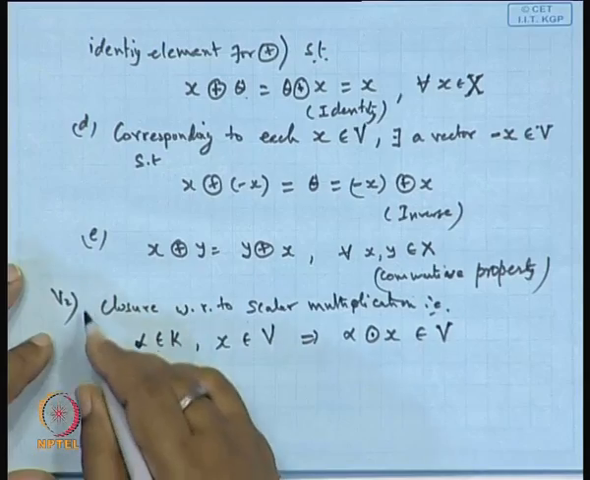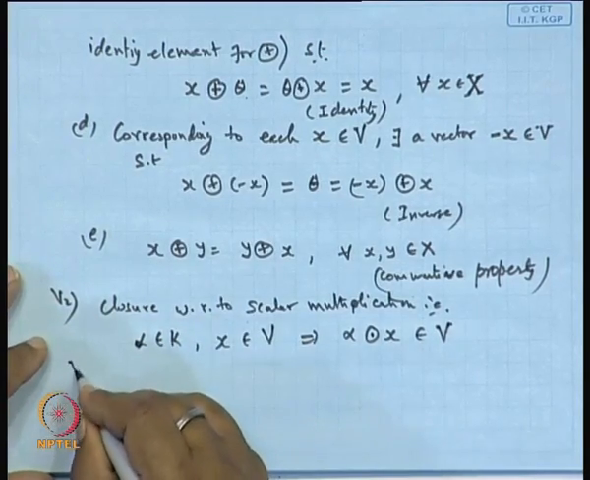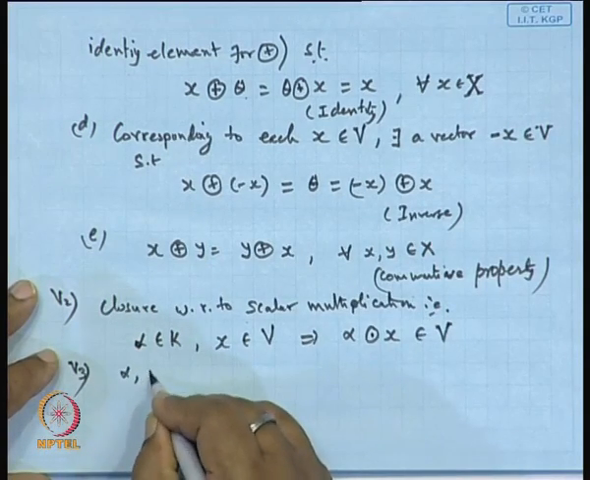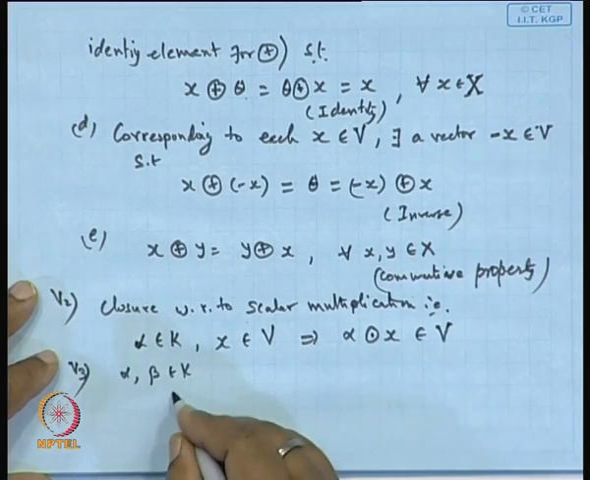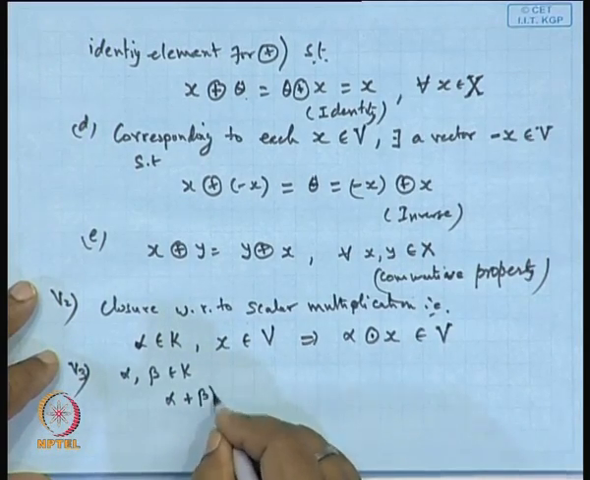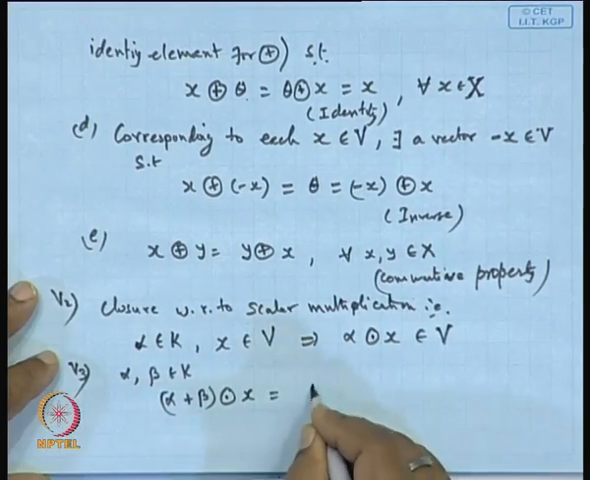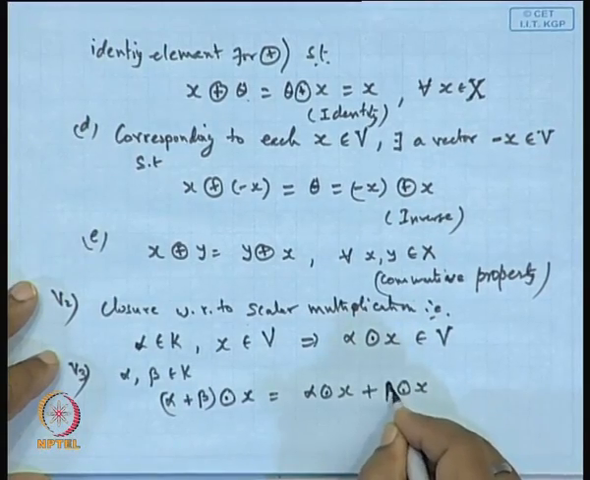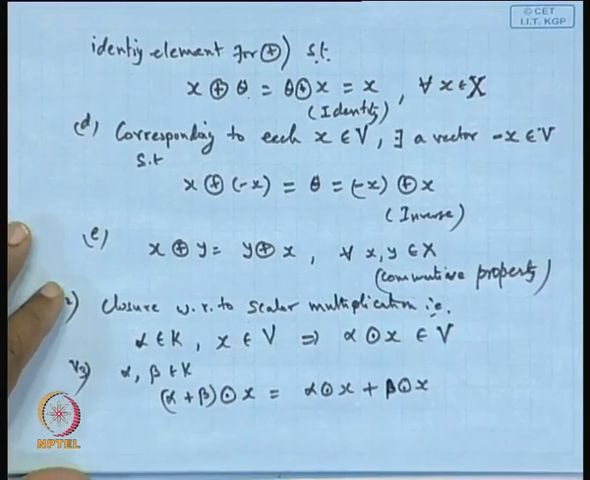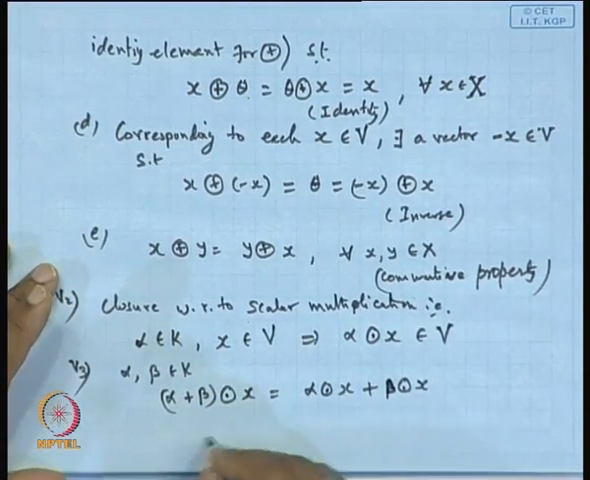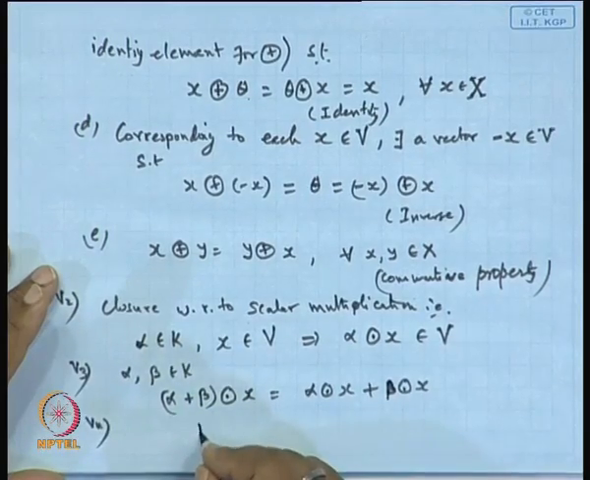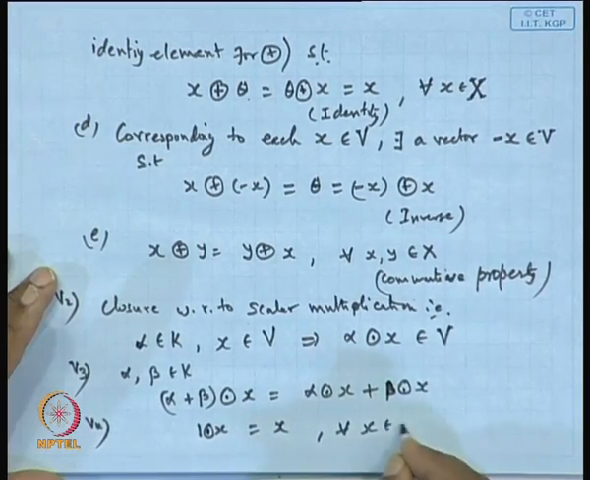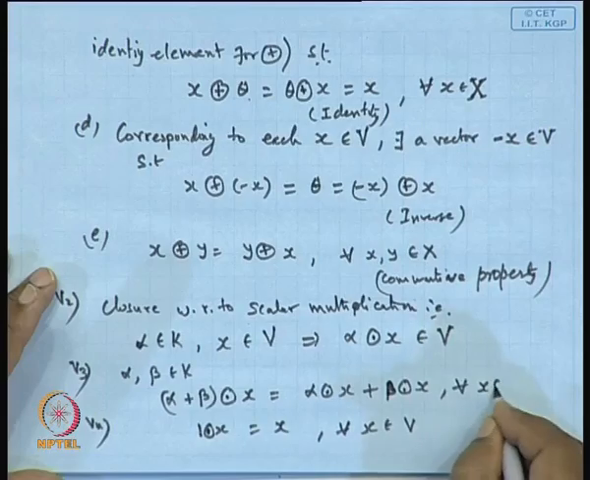Then another property, say V 3: if alpha and beta are two scalars in K, then alpha plus beta dot x is the same as alpha dot x plus beta dot x. And here also we can say V 4: 1 dot x is x, for every x belonging to V.